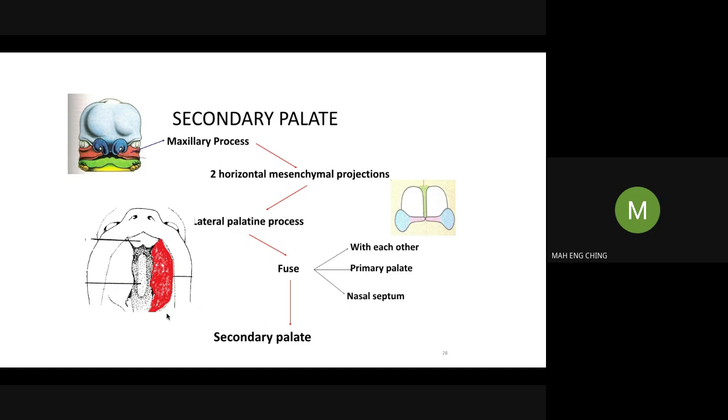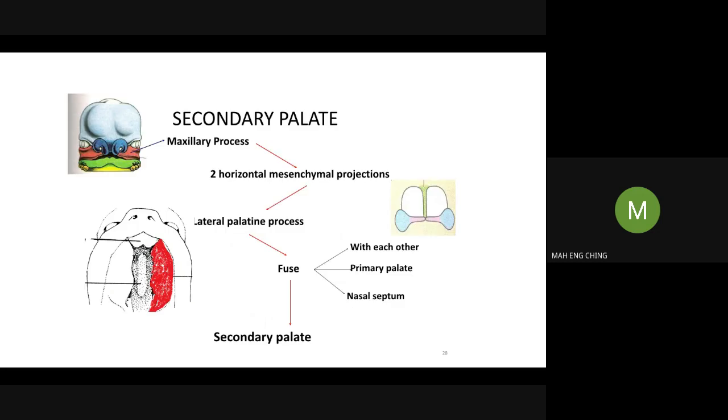So these red colors, the secondary palate, have to come together, left and right. Then this must be joined in the middle. If this doesn't happen, they'll form a cleft palate. So anything that disturbs the fusion between the primary and secondary palate will cause a cleft.